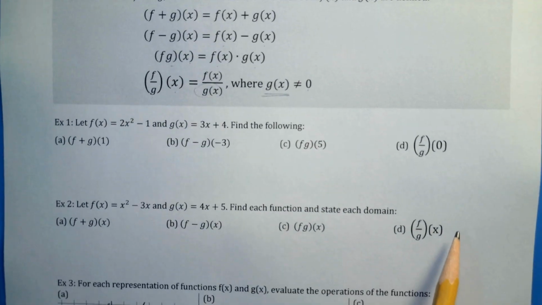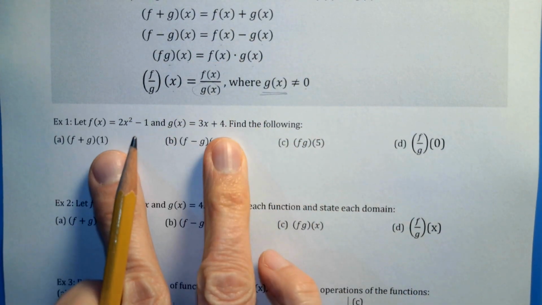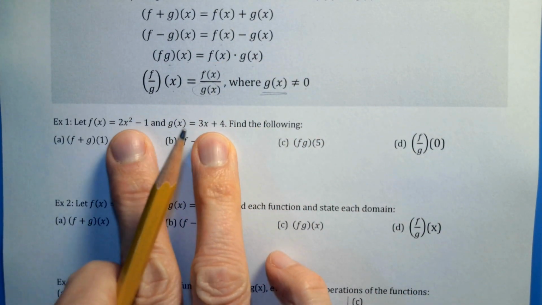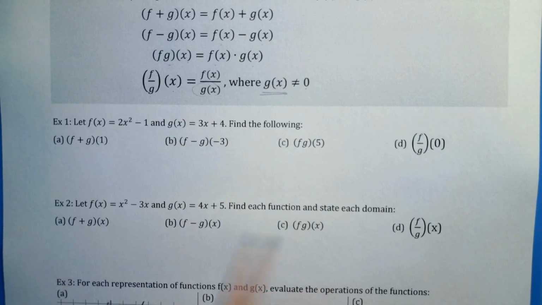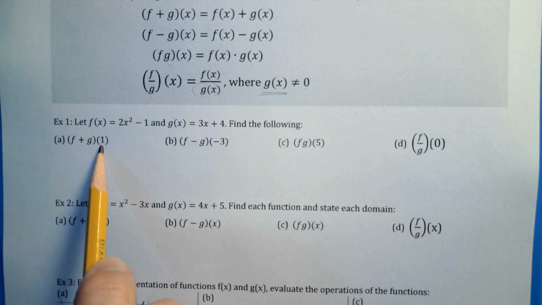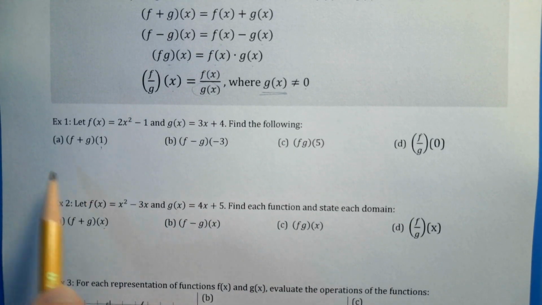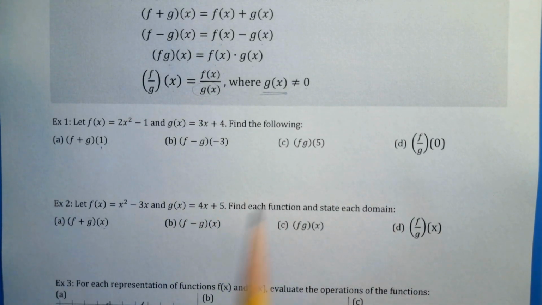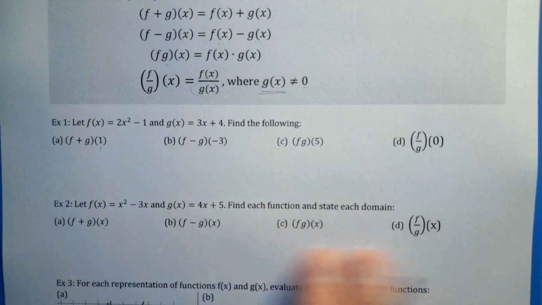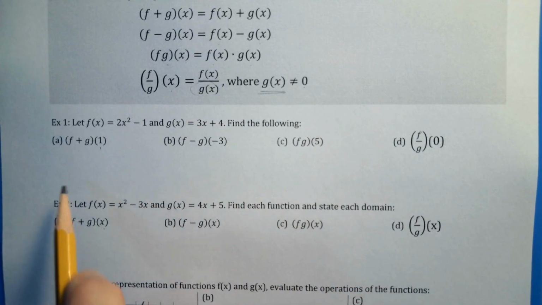All right, so let's use these ideas in an example. So here are two functions. We have f of x and we have g of x. Here we're evaluating them at a particular value. Down here we're going to use the expression. So for these we should get a result that looks like a number or some kind of fraction or rational expression. Down here we'll get expressions. All right, so let's look at example 1.